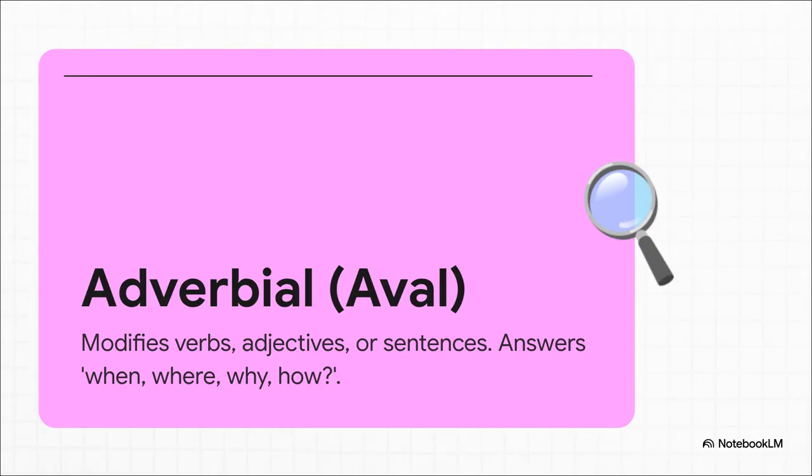All right, and now for the adverbial slot. This one is the free spirit of the group. It is incredibly flexible. It can modify almost anything, verbs, adjectives, sometimes the entire sentence. It's the part of the sentence that answers all those questions: when, where, why, or how. And its defining feature, its real superpower, is its freedom to move around.